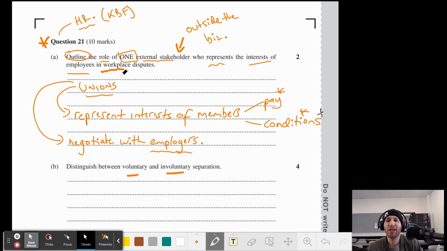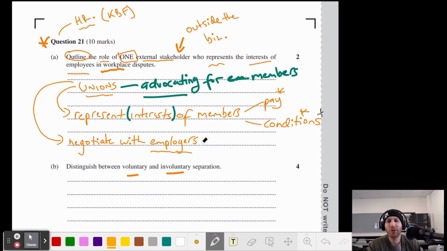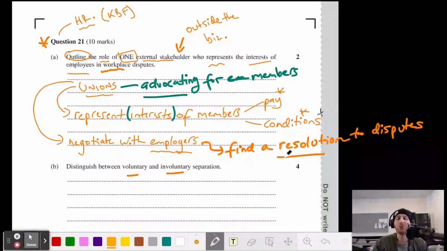So what we could say here is that if we are talking about unions, advocating for their members, they are representing their interests in terms of negotiating with employers. If we take this a little bit further, we could say negotiate with employers, find that resolution to the disputes, because the employer isn't going to negotiate with every single individual employee. What they're going to want to do is get everyone together to try and find a solution.